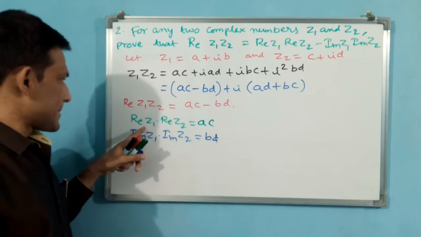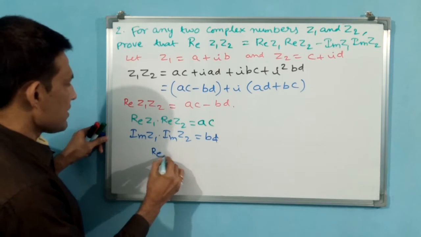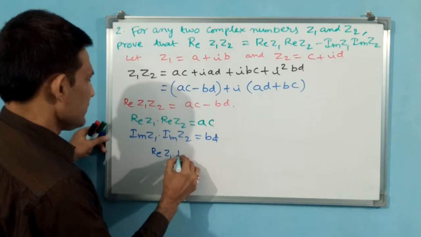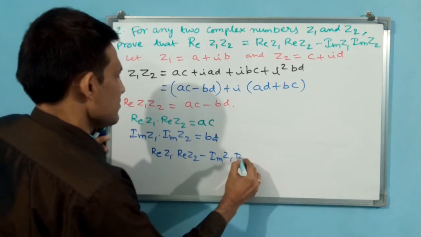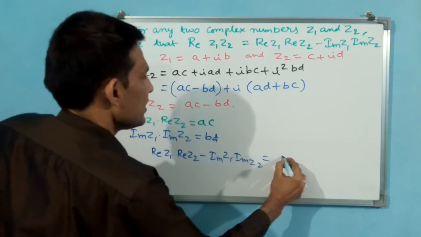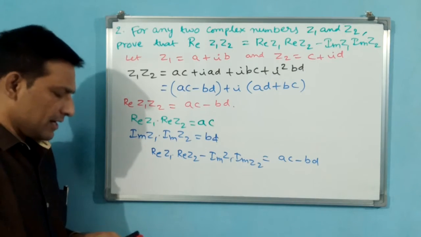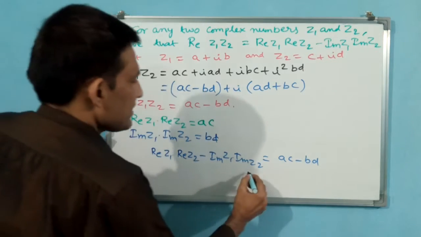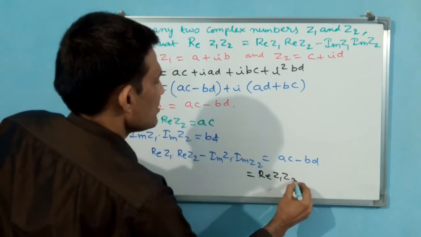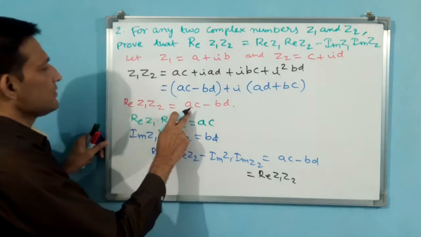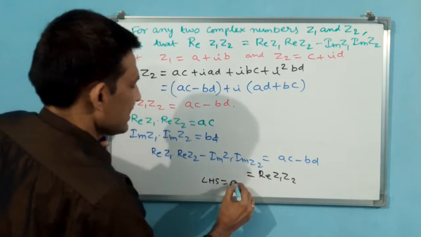Now you see, real part of Z1 into real part of Z2 minus imaginary part of Z1 into imaginary part of Z2 is equal to AC minus BD. Is it okay or not? You see? Okay? Finally, what you have to write? That equal to this one, real part of Z1 Z2. Why? Because AC minus BD is equal to real part of Z1 Z2. Okay? LHS is equal to RHS. Hence proved.